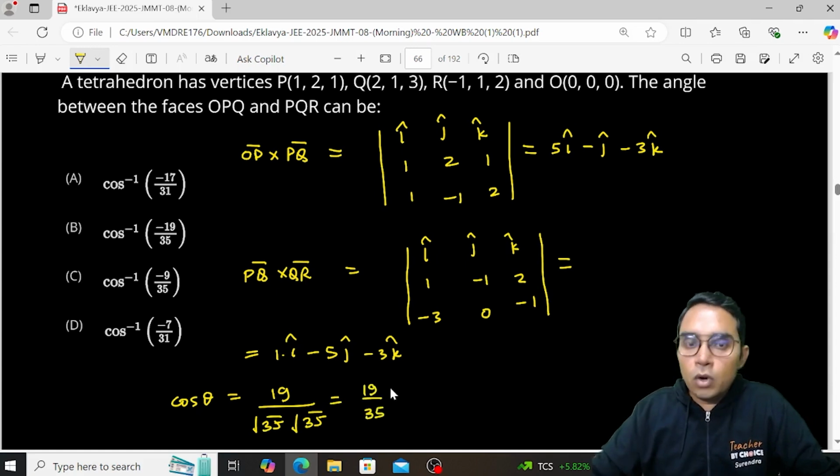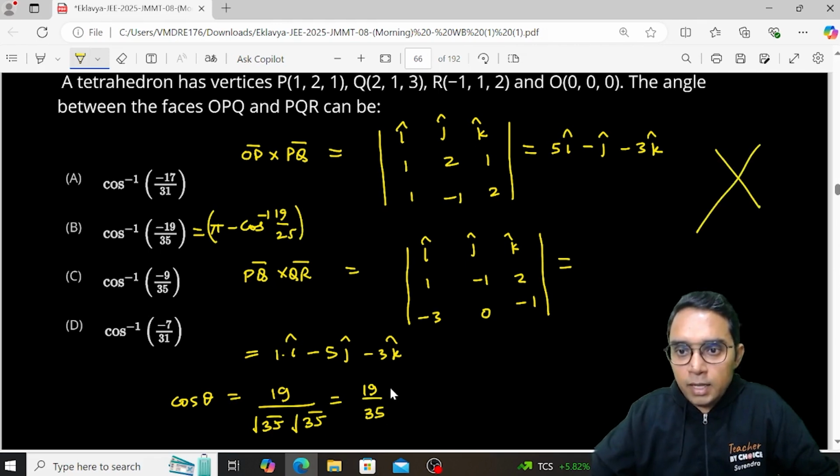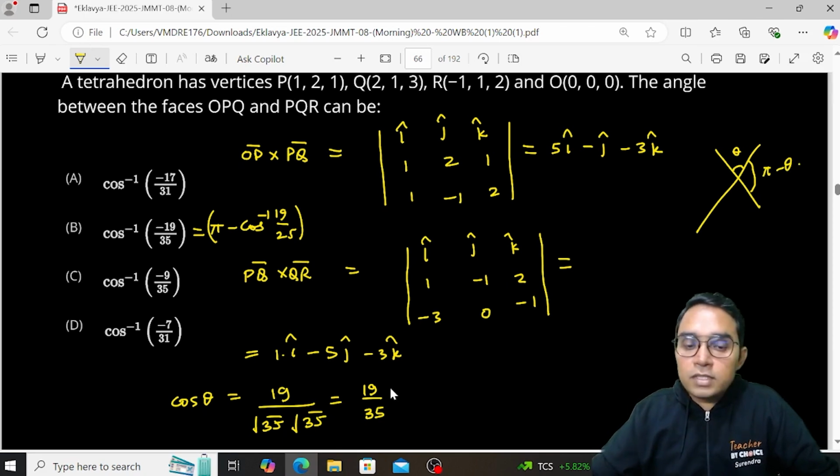Our options are not like theta equal to cos inverse 19 upon 35, rather we are having cos inverse minus 19 upon 35, which is actually pi minus cos inverse 19 upon 35. See, whenever we are having two lines and their angle between them is theta, then from other side that angle can be pi minus theta also. So always you can have two angles between two faces if you look at this way. So if my answer is cos inverse 19 upon 35, then I think B is also right answer.